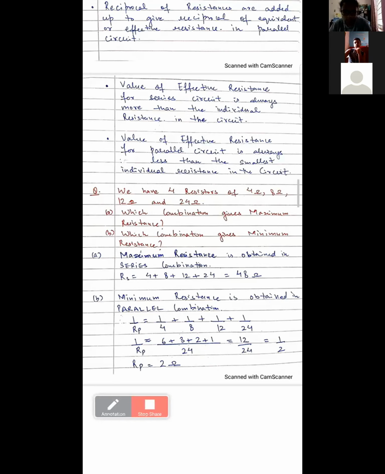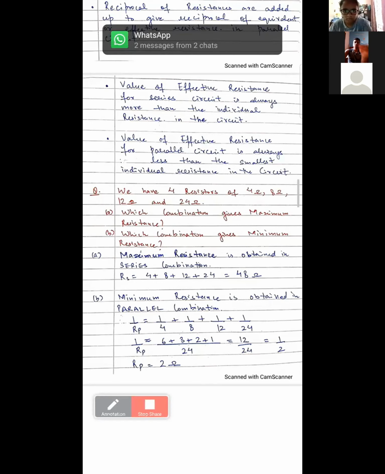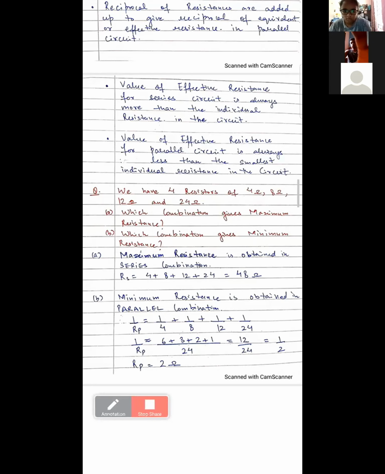For the minimum, I will use the parallel combination. In the parallel combination, 1 upon Rp will be equal to 1 by 4 plus 1 by 8 plus 1 by 12 plus 1 by 24.